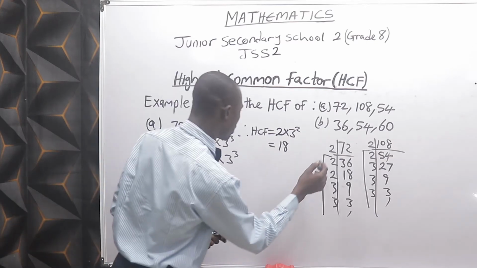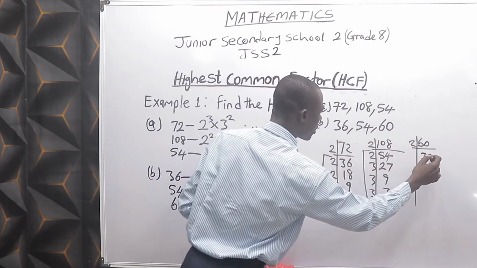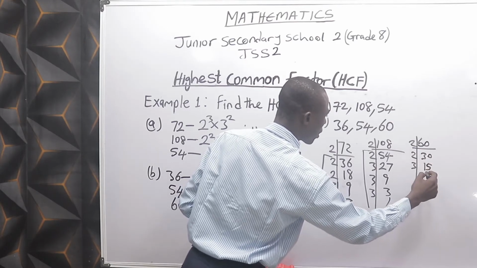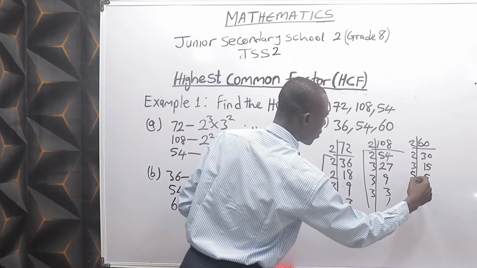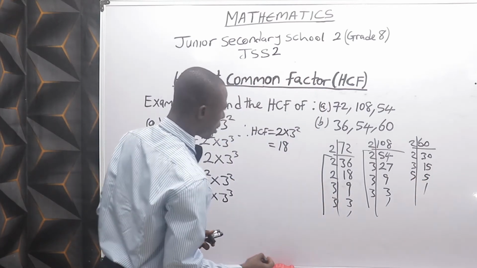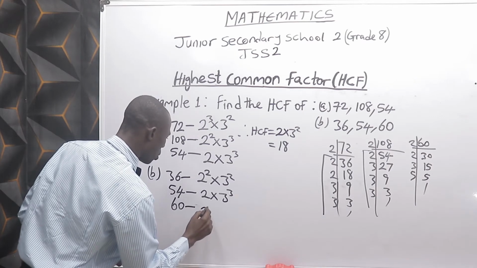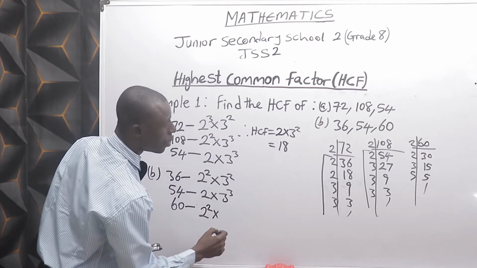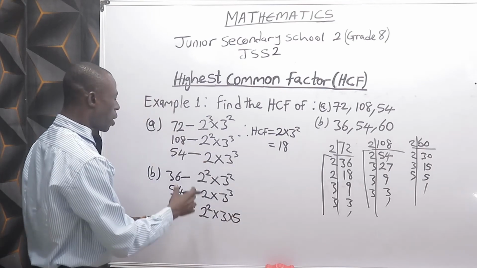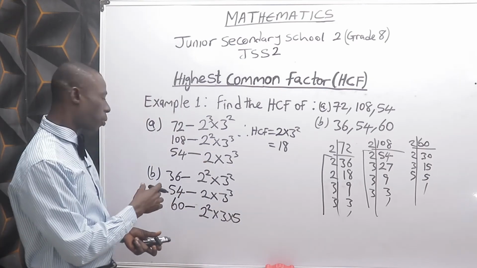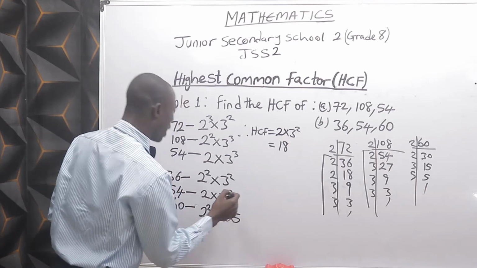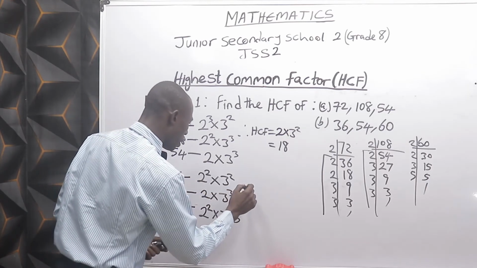60, let's do it. 2 here is 30. 2, 15. 3 is 5. 5 is 1. Yes, that's correct. That is 2 raised to power 2 times 3 times 5. This is the product of prime factors approach to finding the HCF.